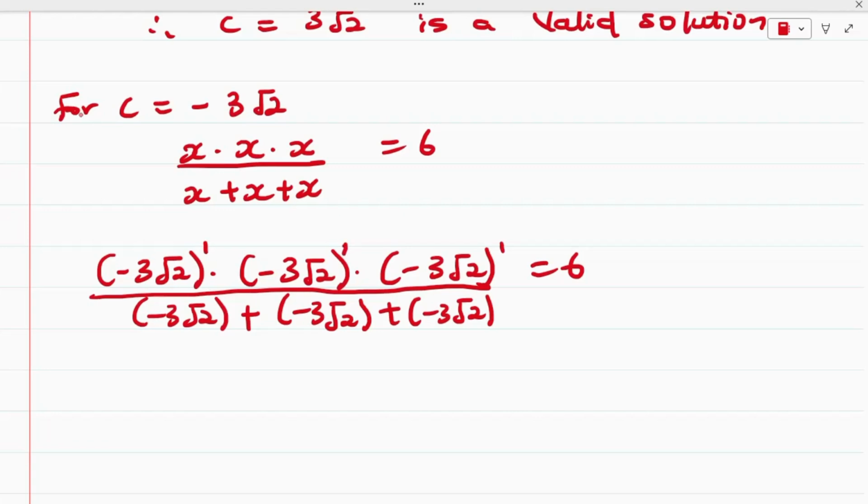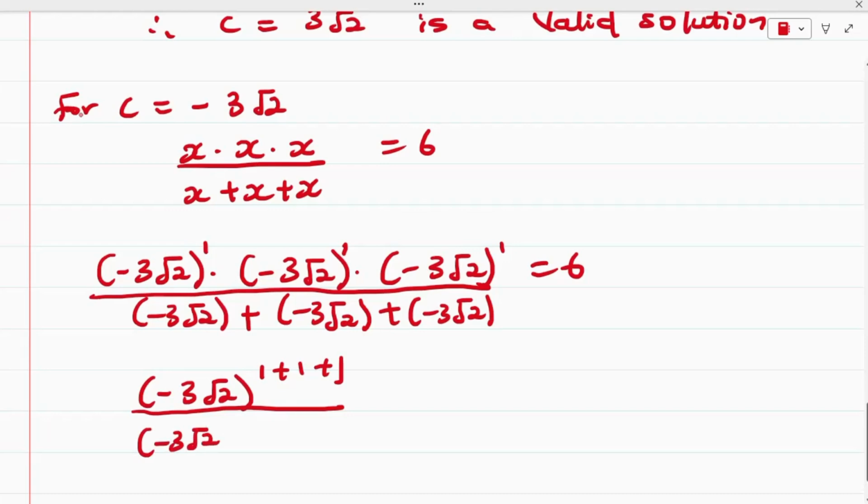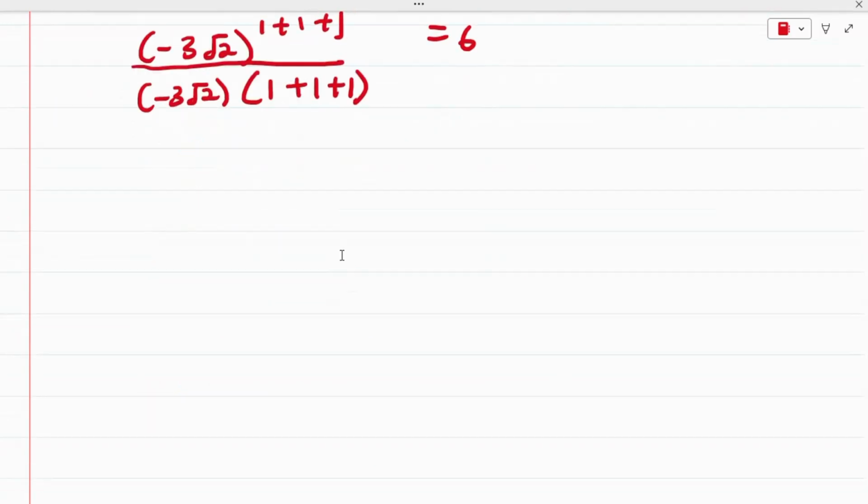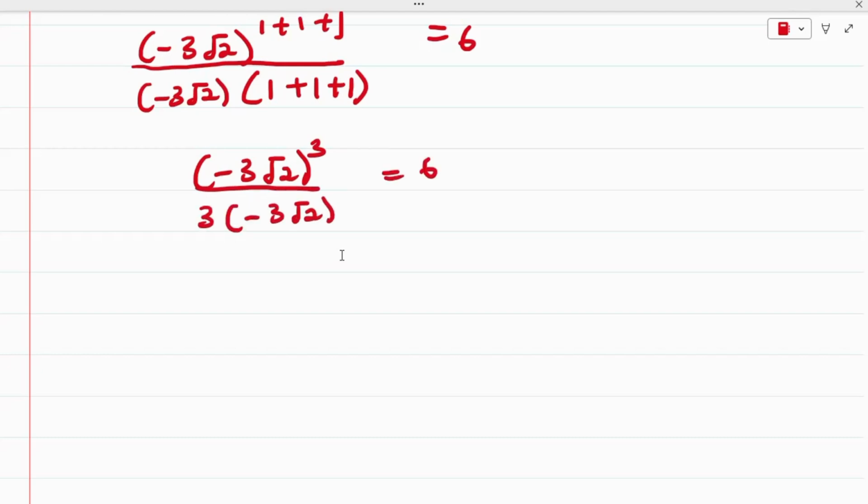So for this we have negative 3 root 2 all raised to the power of 1 plus 1 plus 1. Then for the denominator, you factor out negative 3 root 2, and we have 1 plus 1 plus 1, and this is equal to 6. So from here, we have negative 3 root 2 all raised to the power of 3 over 3 times negative 3 root 2, and this is equal to 6.